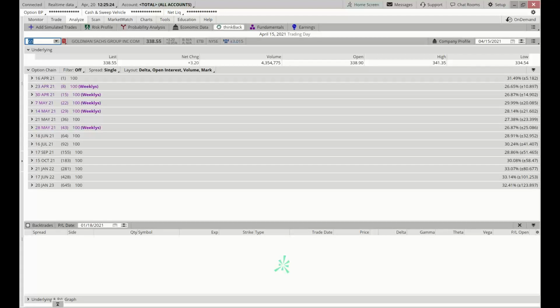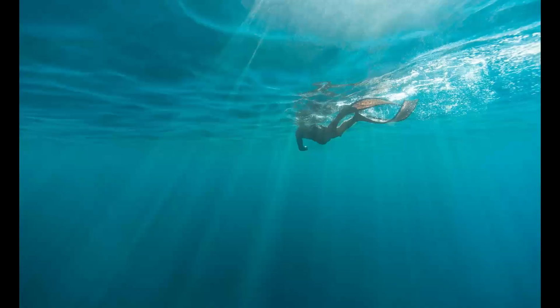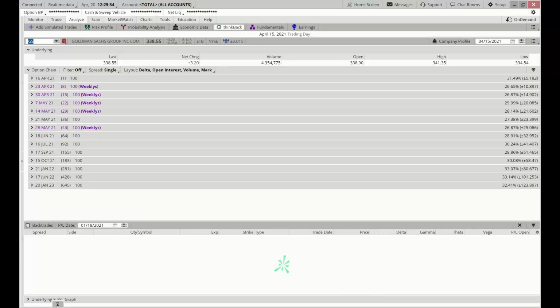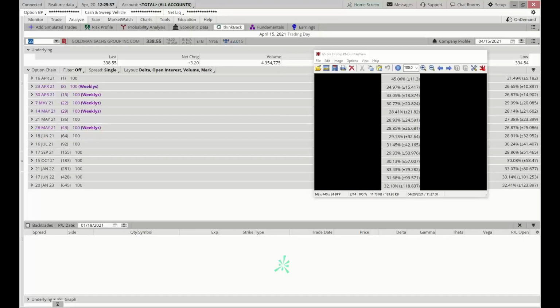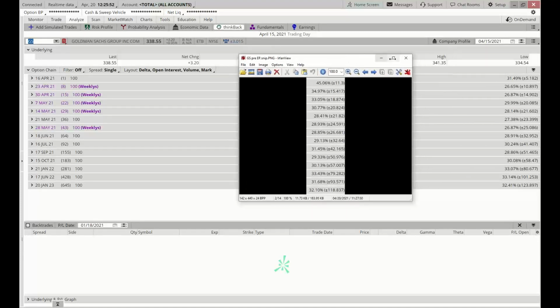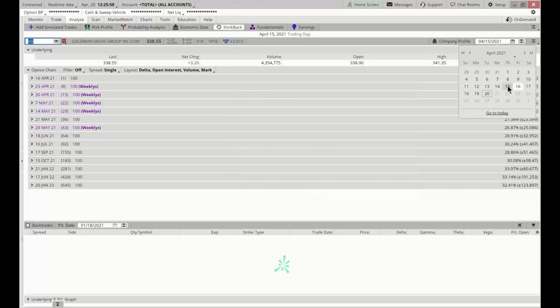Let's pull up that other snip again. Where did that snip go? GS. Oh, come on. There it is. All right, so you can see some of these closer dated option expiration cycles are crushing even more, but these leaps are holding strong. Okay. And let's go forward another day. Let's see, the 15th is Thursday, so let's go forward to the 16th.